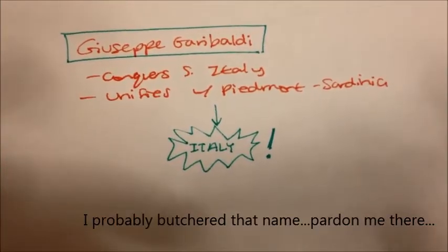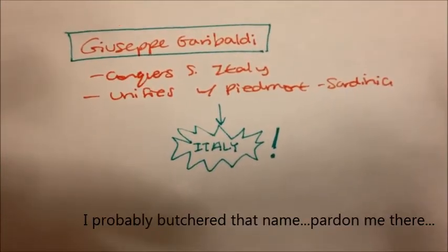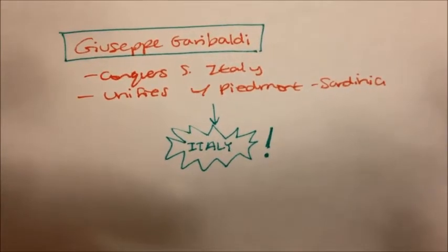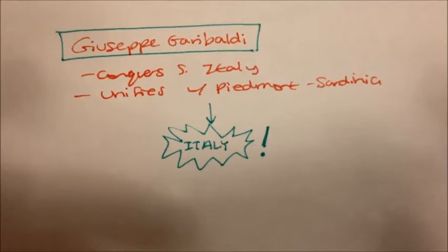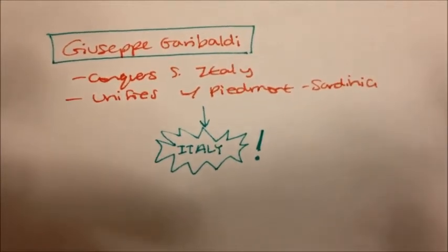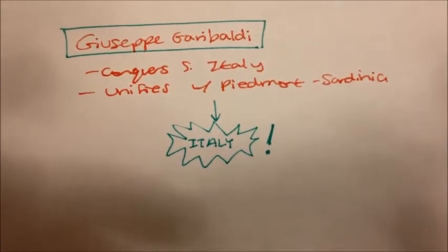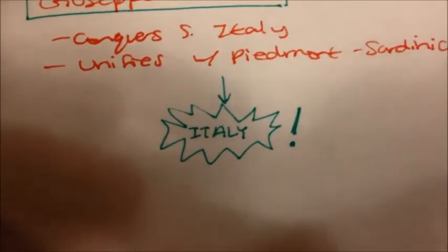In southern Italy, there's a revolutionary called Giuseppe Garibaldi. Basically, just know that he conquered most of southern Italy and unifies the land that he conquers with Piedmont and Sardinia. As a result, pretty soon, there's a single, unified Italy.